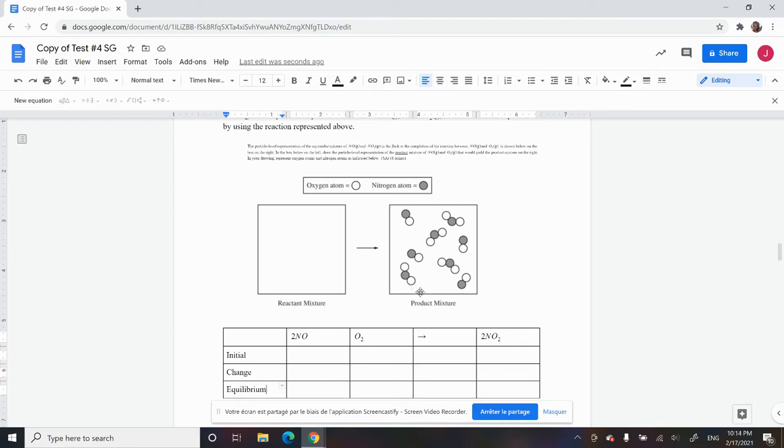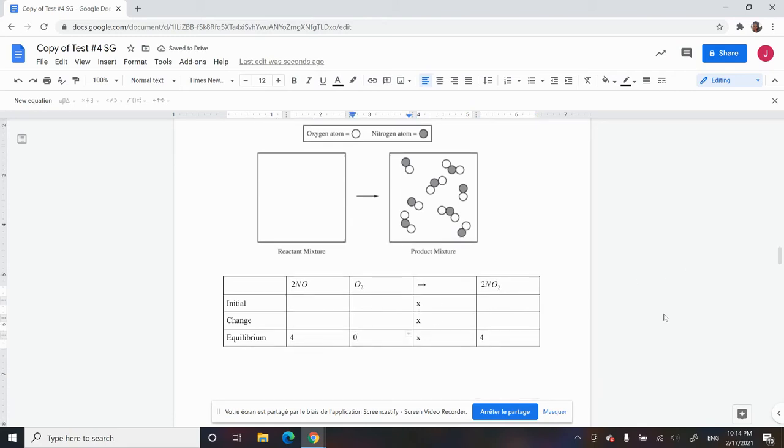So for right now, I'm just going to look and see I've got the product mixture. Therefore, that's my equilibrium. So I've got 4 NO2s, and I've got 4 NOs, and I have 0 oxygens. This is just a placeholder box. So that tells me right away that O2 was my limiting reagent. And so I'm going to use the fact that I produced 4 molecules of NO2 to figure out how much NO and O2 I used.